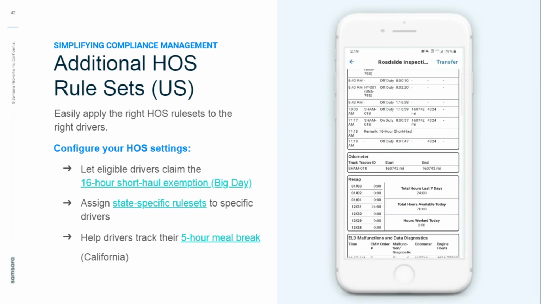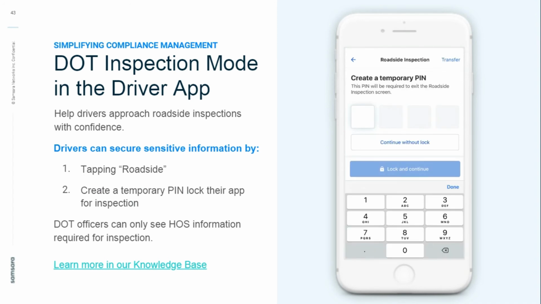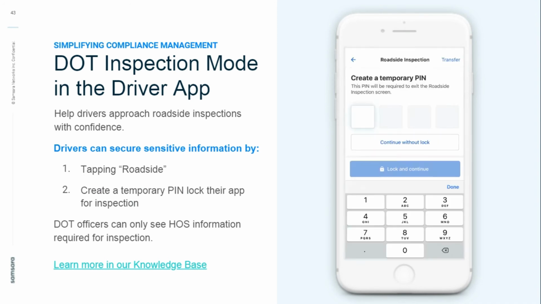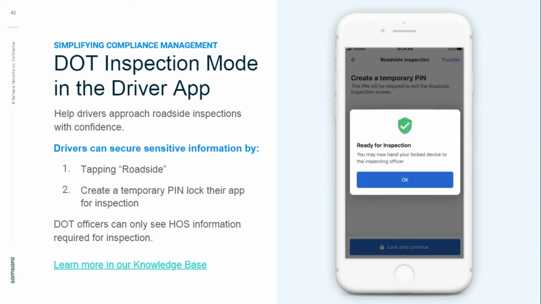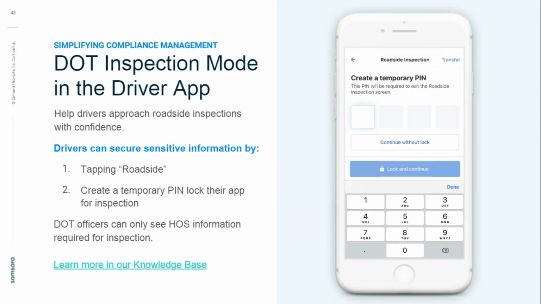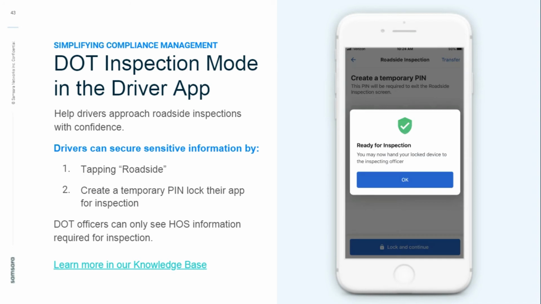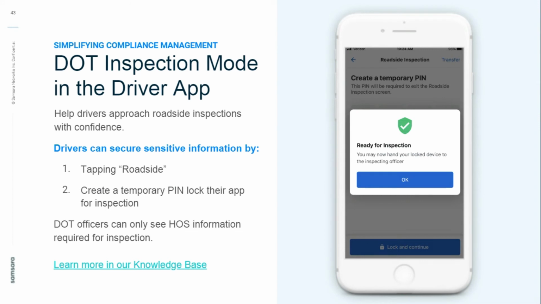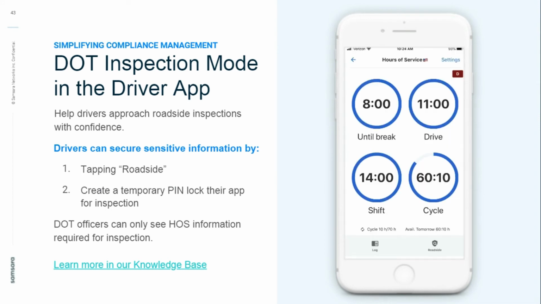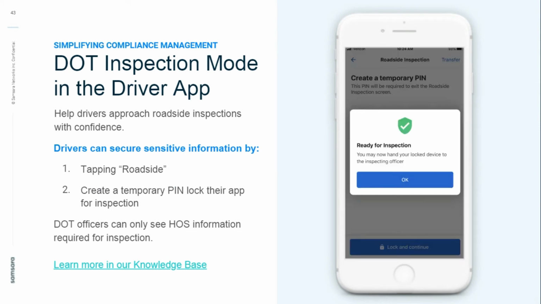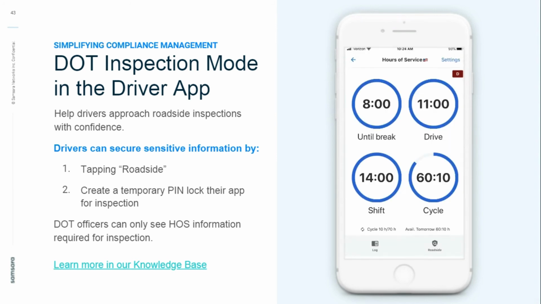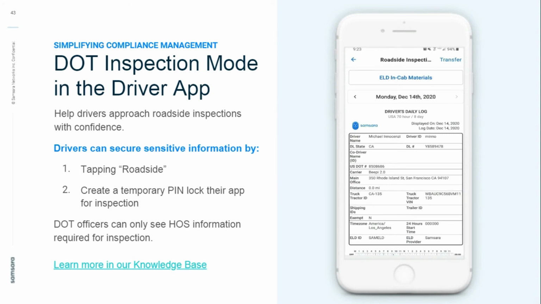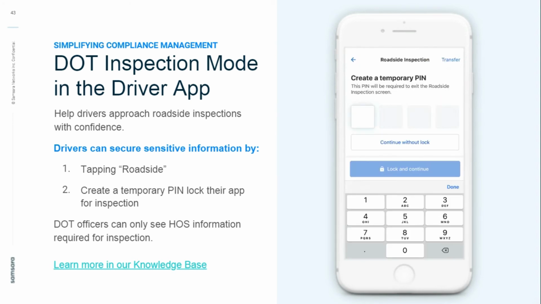And finally, when it comes to your drivers' workflows around roadside inspections, what we want to do is make sure that they have full confidence whenever they are approaching a roadside inspection. We recently added the ability for drivers to enter a temporary personal identification number. This ensures that when drivers are stopped for a roadside inspection, they can enter a PIN and it will lock the screen so that the driver app only shows the inspection officer the information that the officer needs to see in order to perform that inspection.